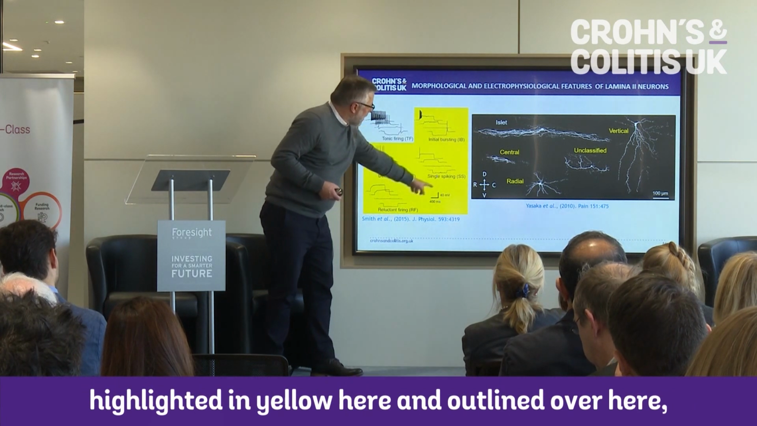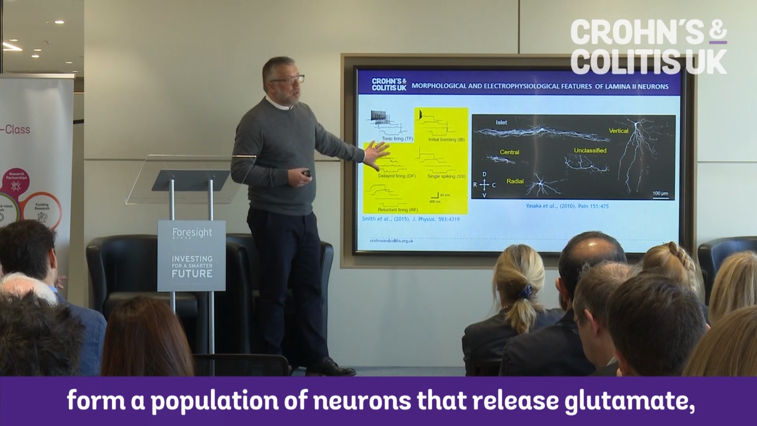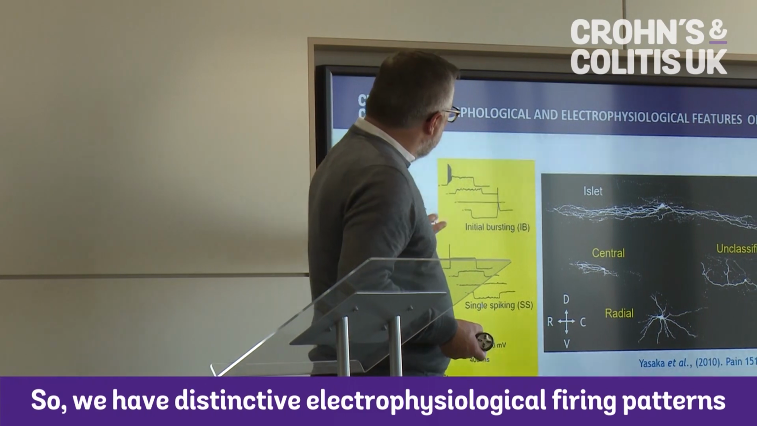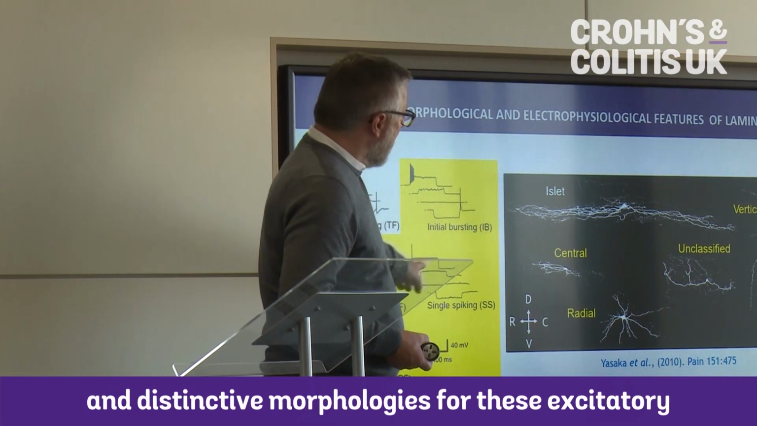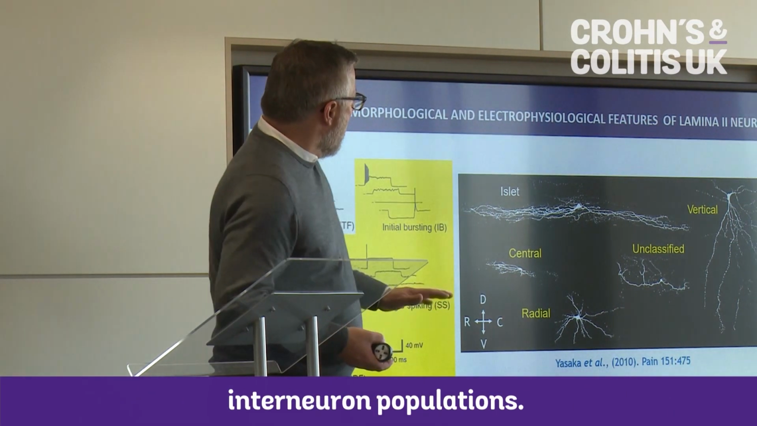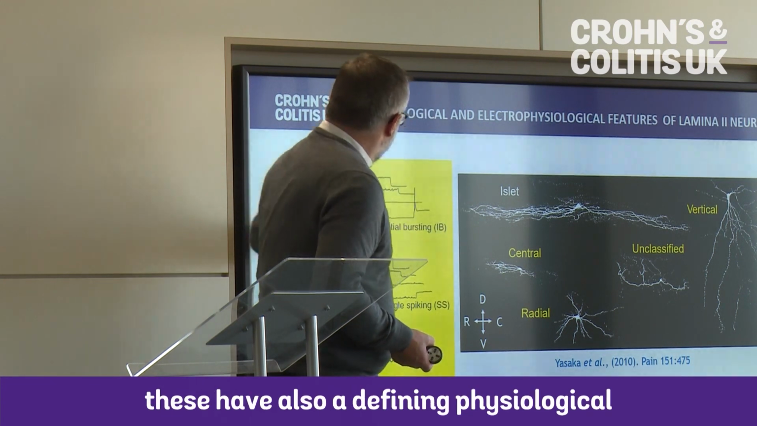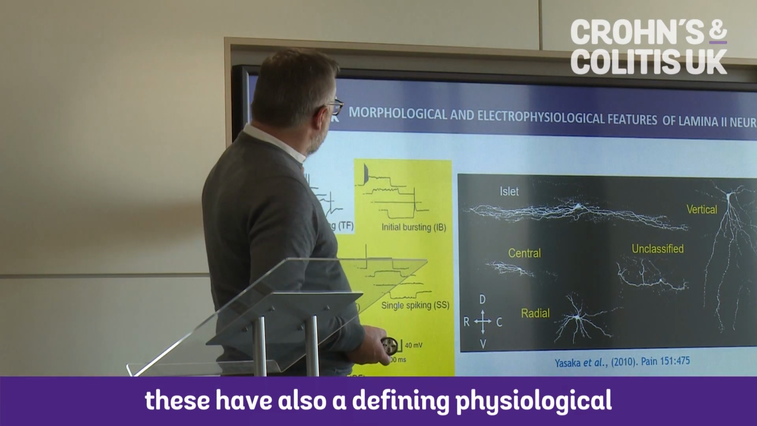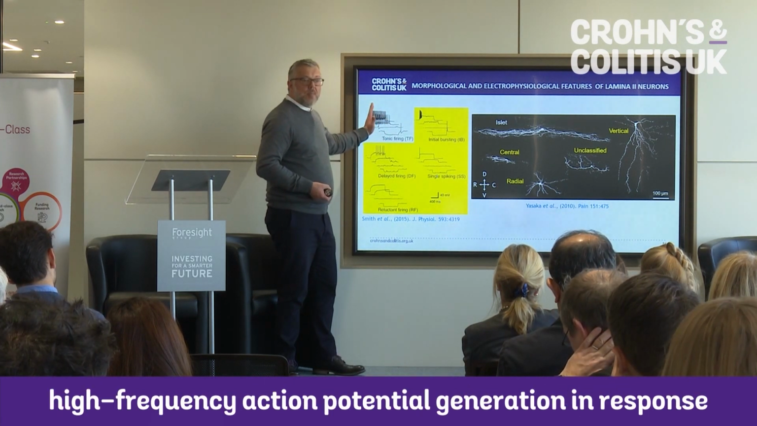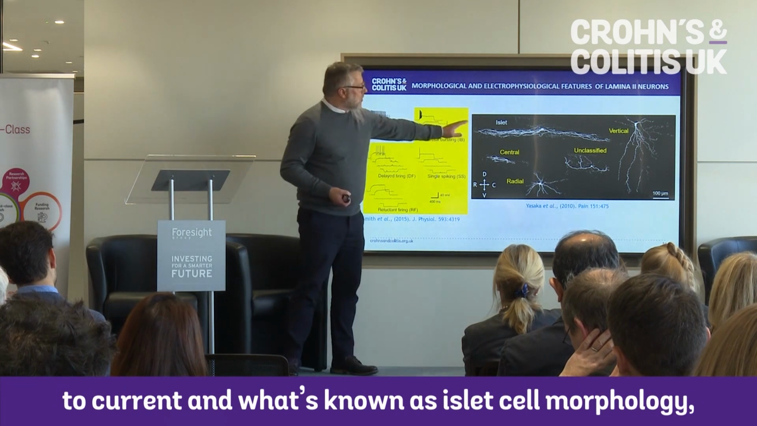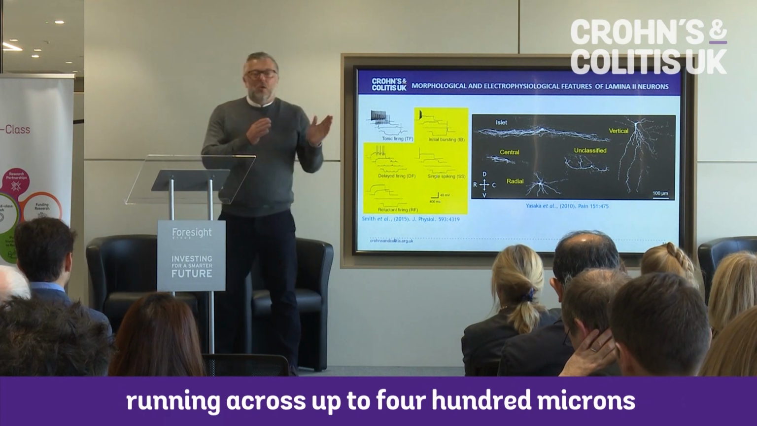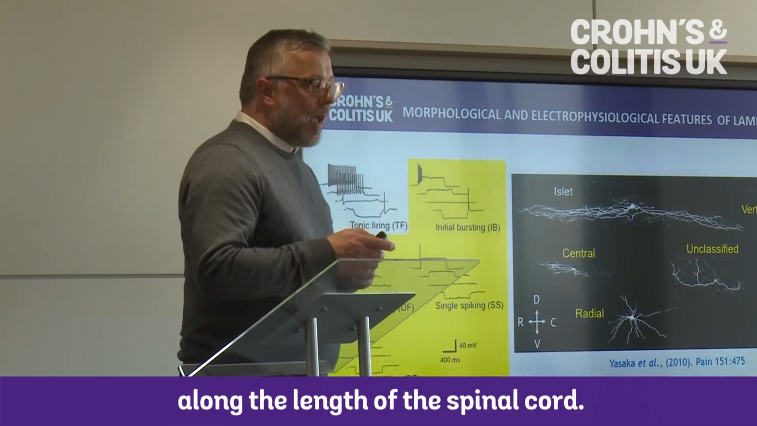And what we typically see is that all the cells that have been highlighted in yellow here and outlined over here form a population of neurons that release glutamate. So these are excitatory interneurons. So we have distinctive electrophysiological firing patterns and distinctive morphologies for these excitatory interneuron populations. Whereas the inhibitory populations also have a defining physiological and anatomical signature: high frequency action potential generation in response to currents, and what's known as islet cell morphologies, where they have an extensive dendritic arbor running up to 400 microns along the length of the spinal cord.